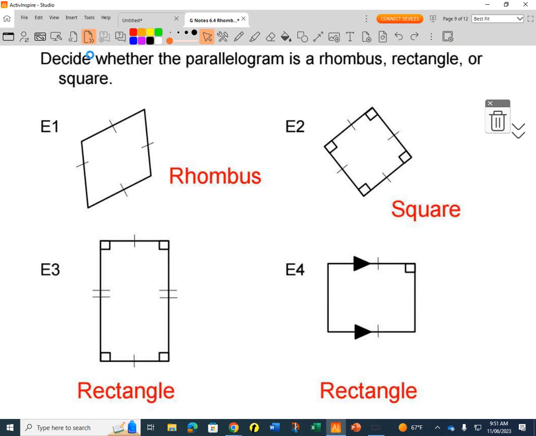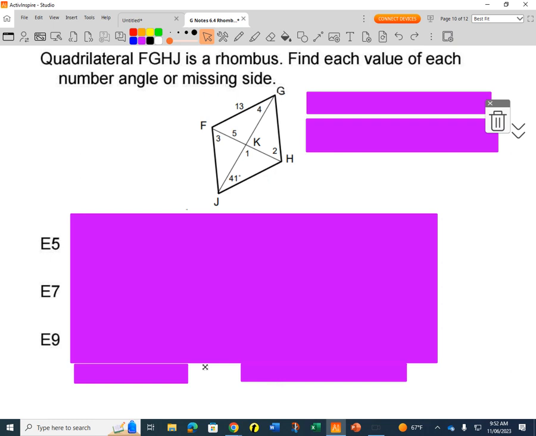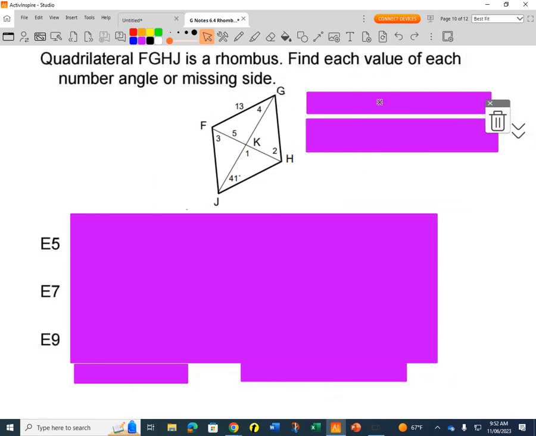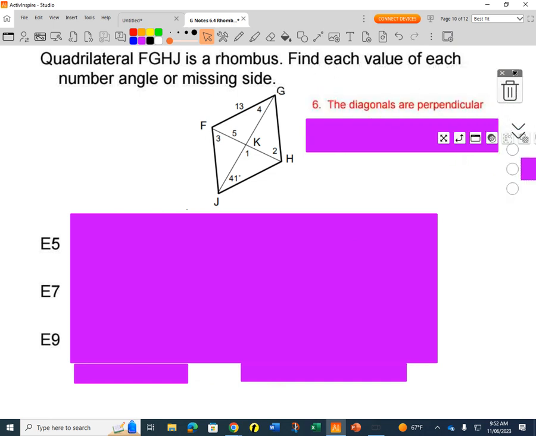Alrighty. Quadrilateral FGHJ is a rhombus. So we have to think about the properties that are specific to a rhombus. So I have written some of them out here for you. The first one I want to remind you of is that the diagonals in a rhombus are perpendicular. So what do we say it means if the diagonals of the rhombus are perpendicular?